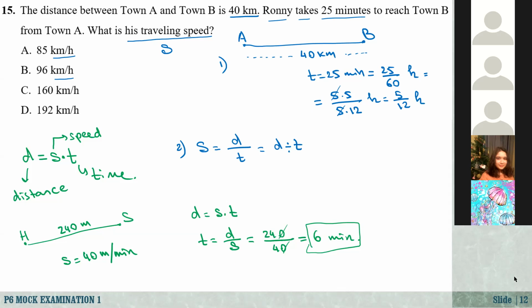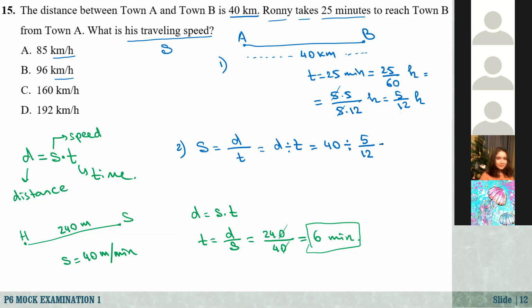Yes. Very good. Smart boy. So now, what is the distance? It's given. It says that the distance between these two towns is 40 kilometers. So here we have 40 divided by time. And how about time? We have just calculated that. It's equal to 5 over 12, right?